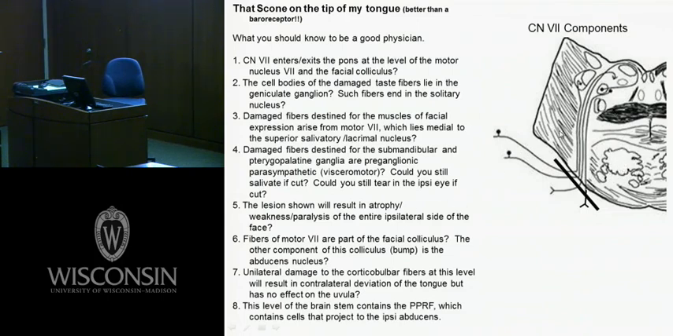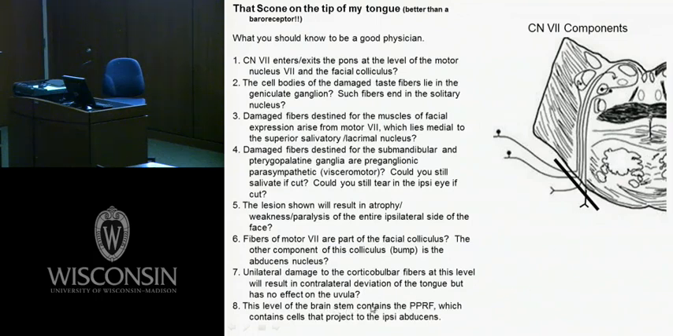All right, so let's answer this. Unilateral damage corticobulbar at this level will result in contralateral deviation of the tongue. Well, yeah, because we're rostral to hypoglossal. I didn't even ask about the face. But it has no effect on the uvula. Darn right. Corticobulbars never affect the uvula. Never. How about this one?